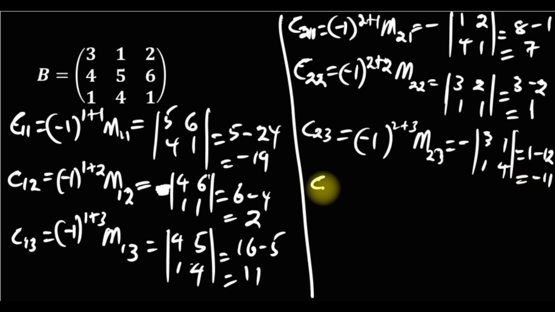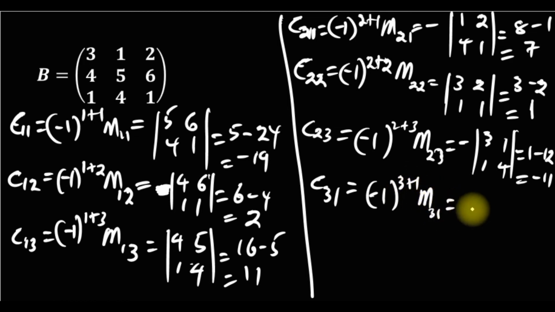So C31 is minus 1 to the power 3 plus 1, M31. So this is positive already. Third row, first column: 1, 2, 5, 6. So we have 6 minus 10, which is minus 4.